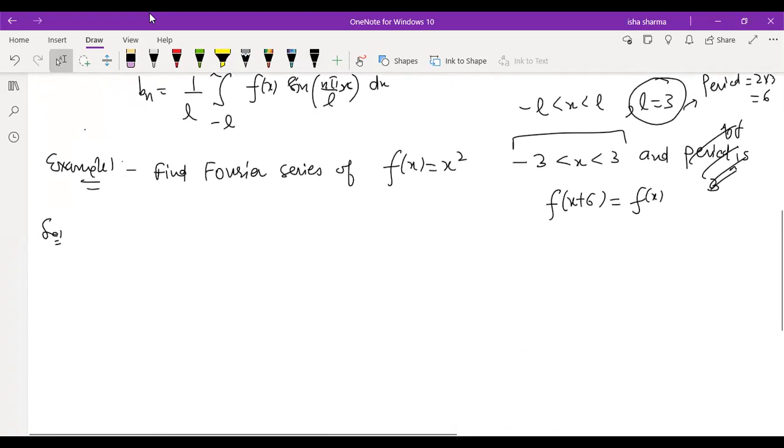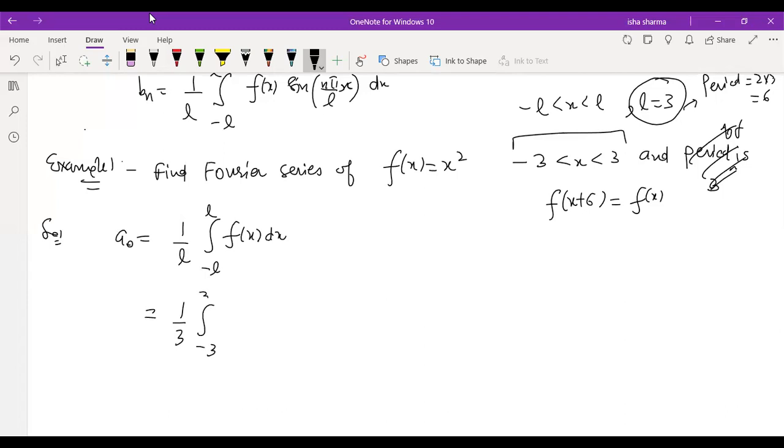Okay, so let's just do the calculation. First thing is we'll compute A naught. A naught is 1 by L, integral from minus L to L of f(x) dx. Whatever the interval given to you, it's very easy to identify L. L is 3, right? So it's 1 by 3, integral from minus 3 to 3. What is f(x)? The definition of f(x) is given to be x square, as you can see here, x square.